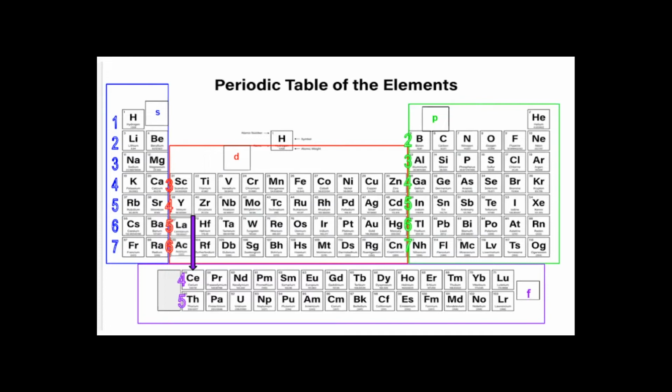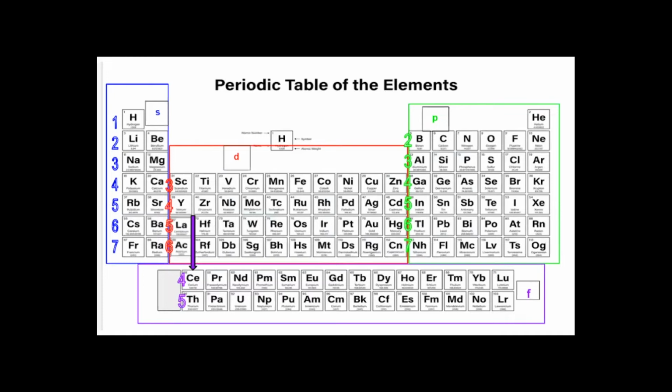The numbers on the side just tell you the principal quantum number, which is the value of n, and then you can figure out the other three based off that n. So the first row is 1s, then 2s, then 3s, 4s, and then 3d, 2p, 3d, 4f.